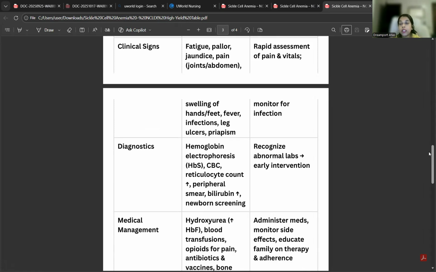Here the NCLEX priority is to find the abnormal values. That means we have to notice the hemoglobin value, and any lab investigation suggestive of infection. And whatever findings we get, we have to manage as early as possible to prevent further fatal conditions. What is the medical management if the client is experiencing sickle cell anemia?